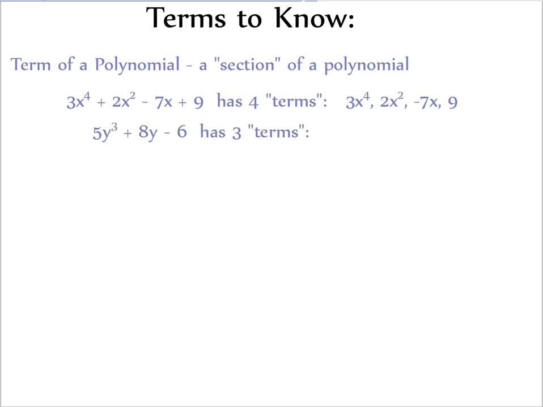This next polynomial has 3 terms, or 3 sections to it. I have a positive 5y to the 3rd, a positive 8y, and a negative 6. When you're asked to identify the terms, you actually write down the terms separated by commas.